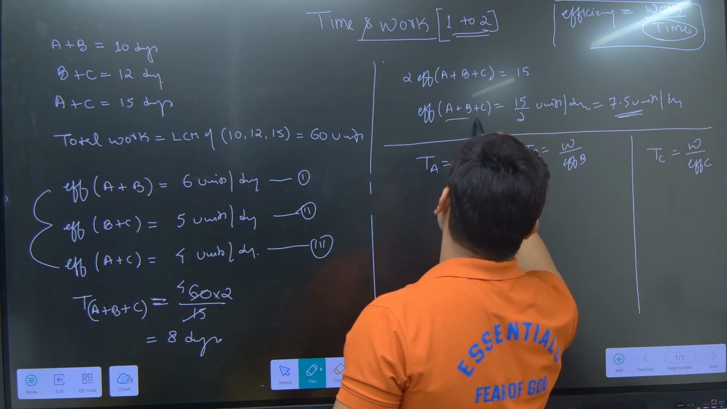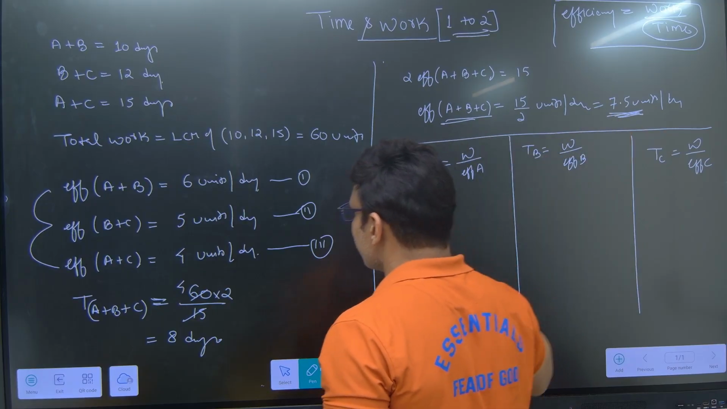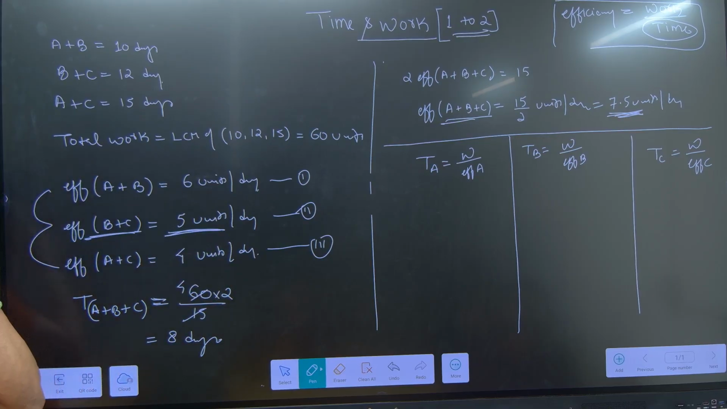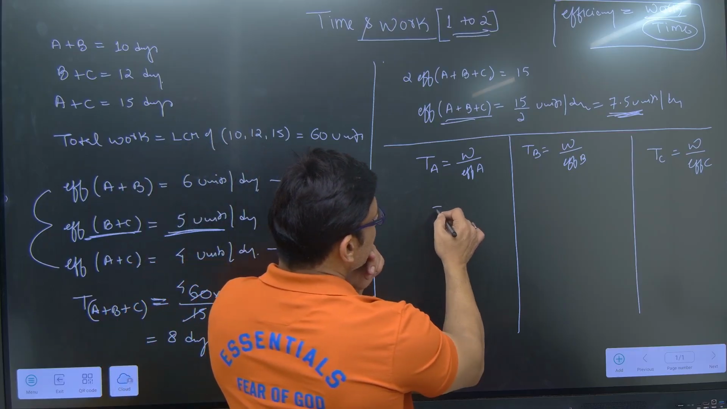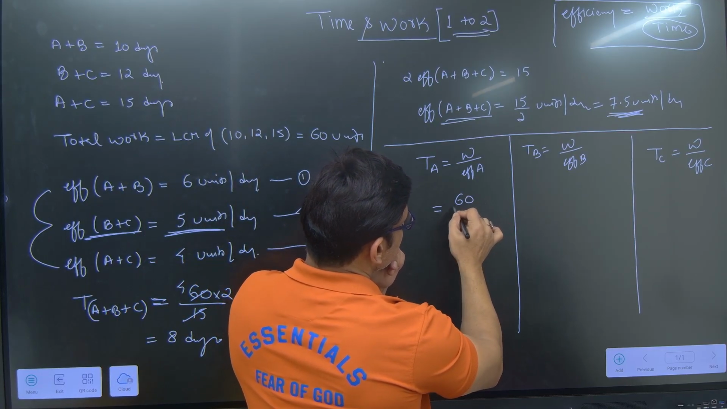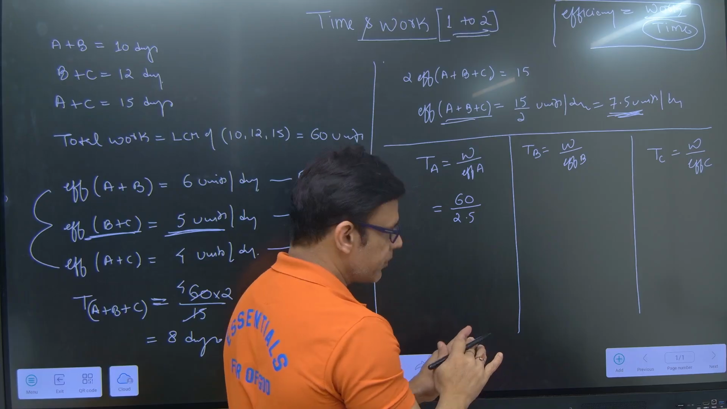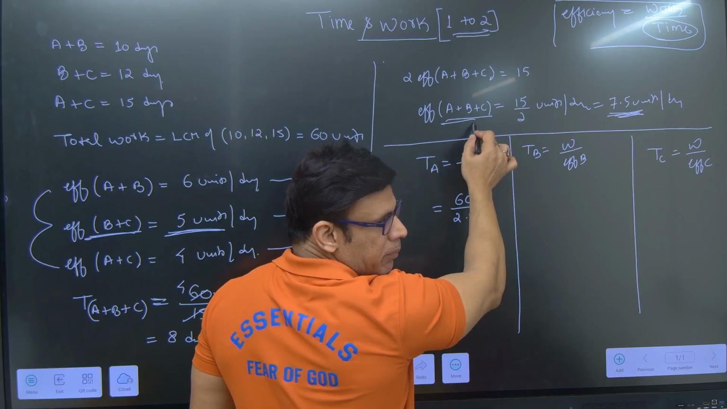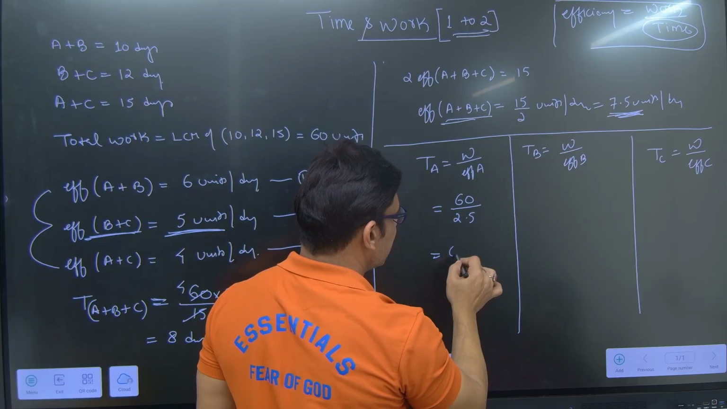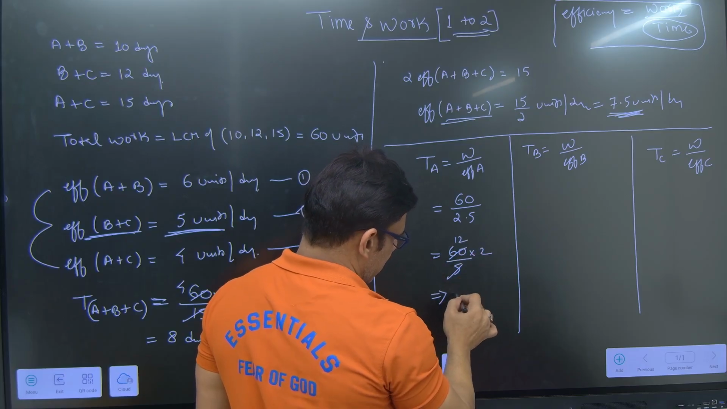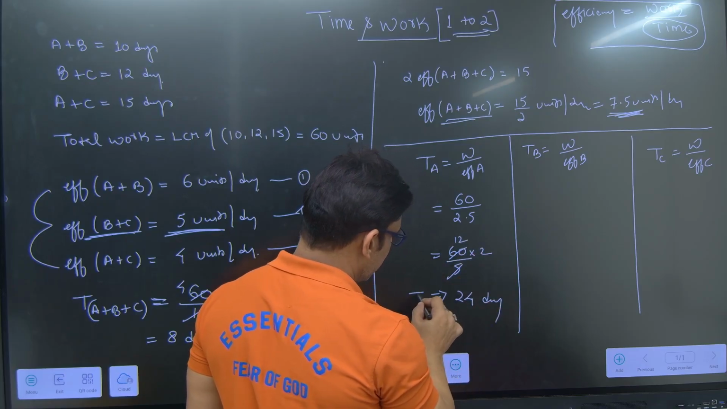देखो ये कितना आया, टुगेदर कितना आया, इसमें से ऑलरेडी B प्लस C टुगेदर कितना कर रहे हैं बेटा, 5. तो A कितना करेगा, 2.5. So efficiency of A will be what? Work which is 60 divided by 2.5. Remember 2.5 is 5 by 2 also. So you can write 60 by 5 by 2, which is 24 days. Time taken by A alone.